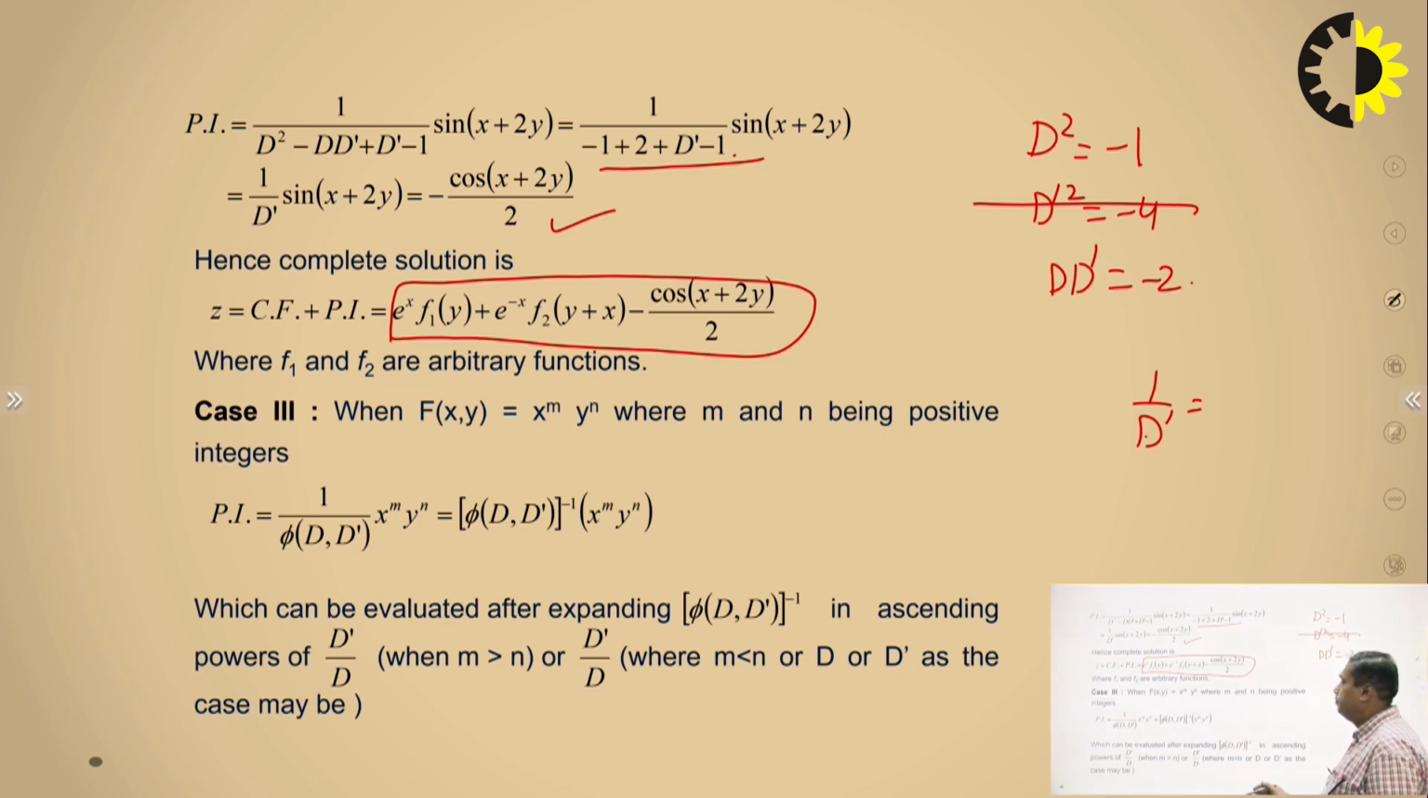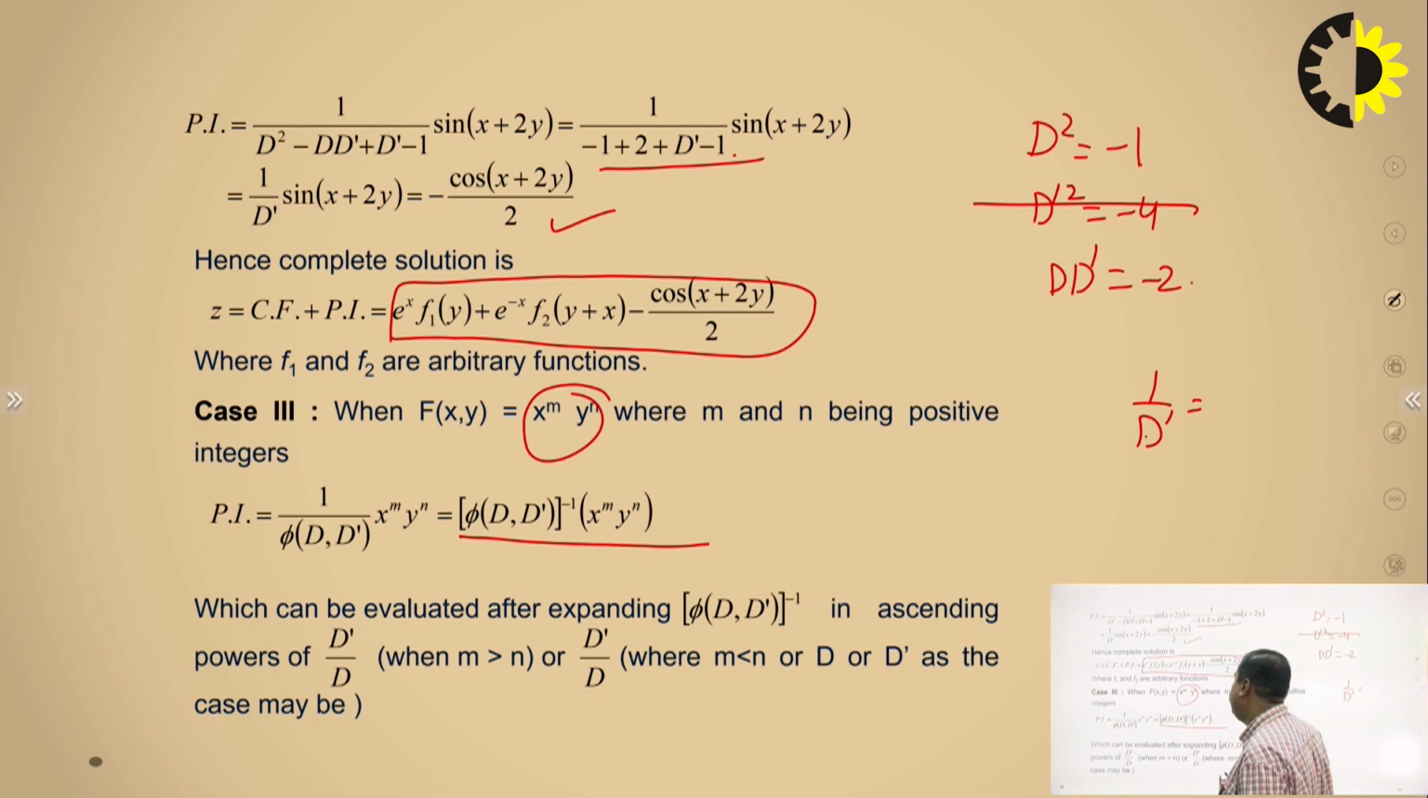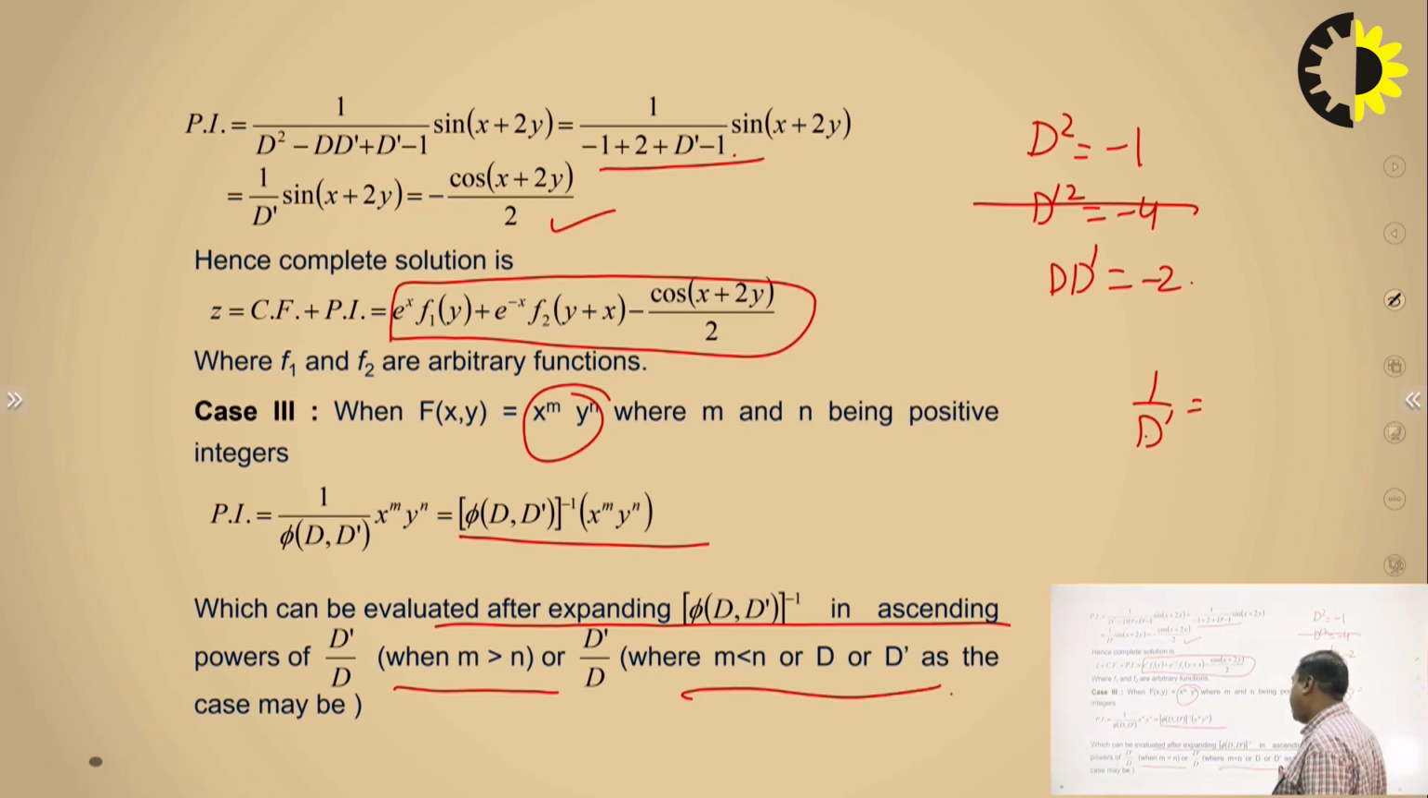Third case is where the function is x to the power m, y to the power n. Then we write the PI as phi DD dash to the power minus 1, x to the power m, y to the power n, and evaluate it after expanding in ascending powers of D dash upon D or D upon D dash, as the case may be.